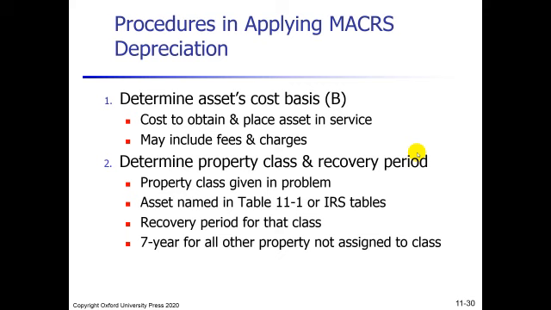Now, once you've determined your basis, now you need to determine what property class that item is in. And so you can see the property classes in Table 11-1 in your textbook, or the IRS actually has these in tables. And then what you're going to use is the recovery period that is associated with that class. And we'll see several examples of that as we go on. Now, if a particular item is not listed in any of the property classes, the default year of recovery or amount of recovery time is going to be 7 years. So we will use the 7-year class if that particular item is not covered by various other asset classes.